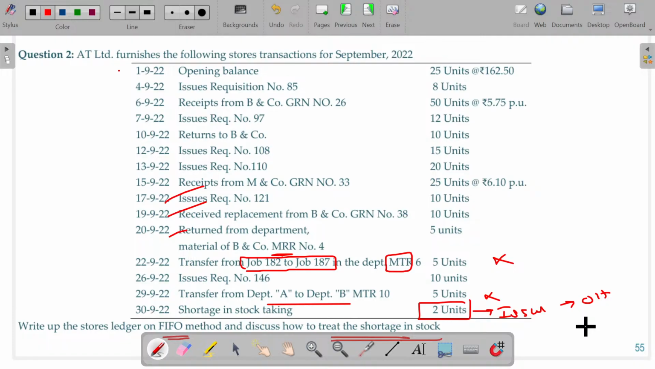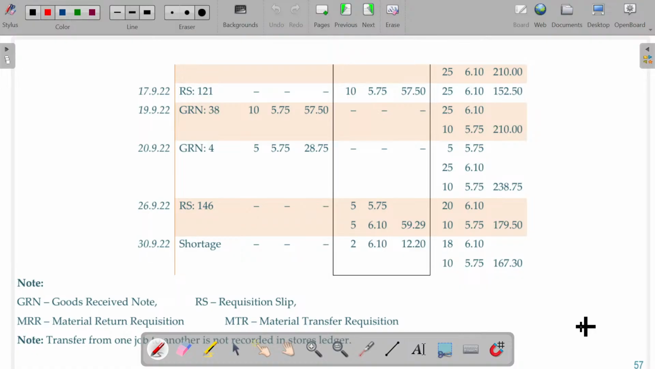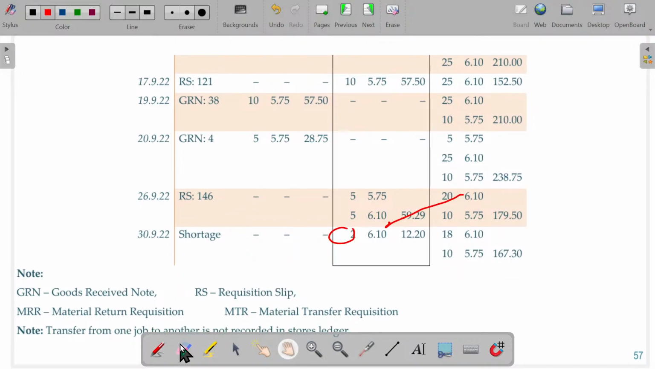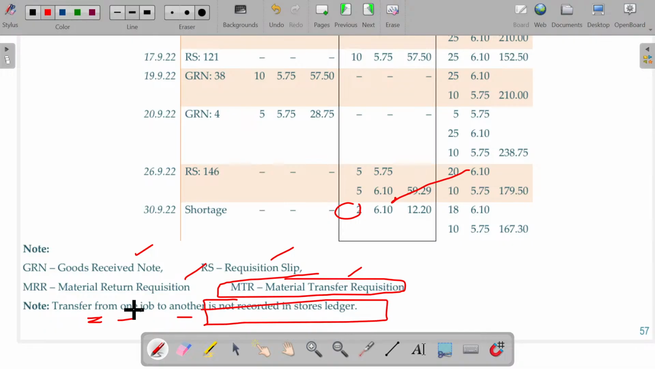Only to make you understand, I have given this idea. Beyond that, nothing is required. Clear? Shortage 2 units. As per the FIFO method, the first rate is used. And the notations used here: goods received note, requisition slip, material return requisition, material transfer requisition. This material transfer requisition, transfer from one job to another, is not recorded in the stores ledger. Only this point you have to understand. The rest will not be required at all.